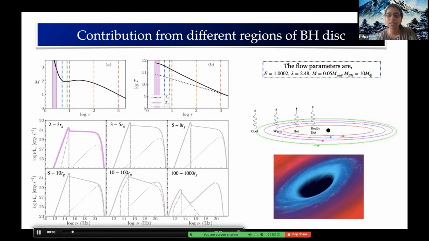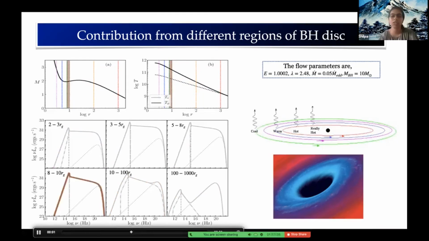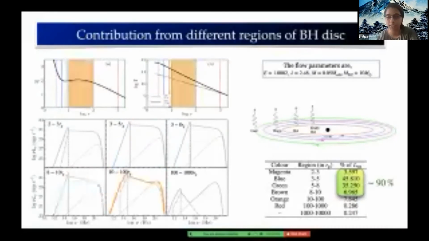are captured. When we tabulated all the contributions from different regions, we see that 90% of the total luminosity actually comes from a region less than 10 Schwarzschild radii.